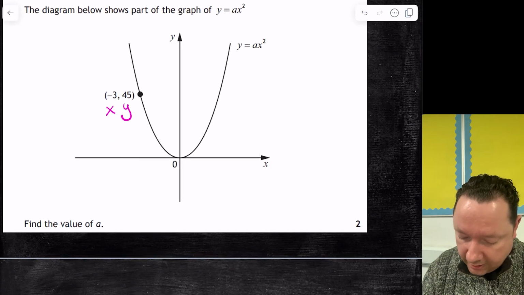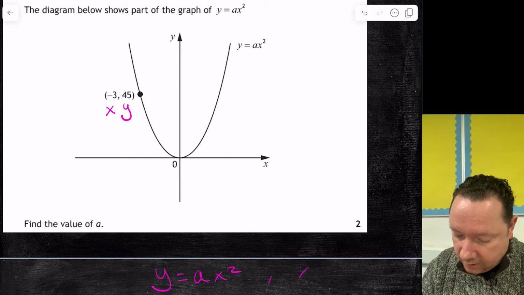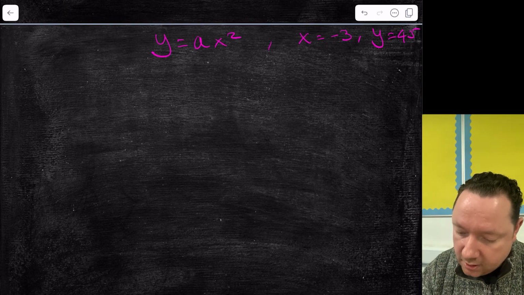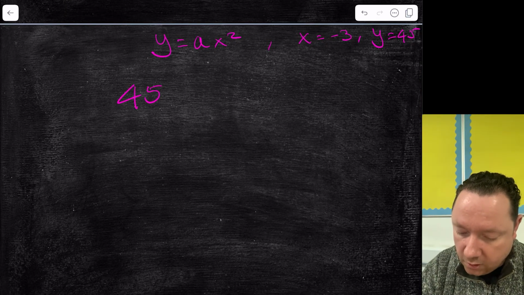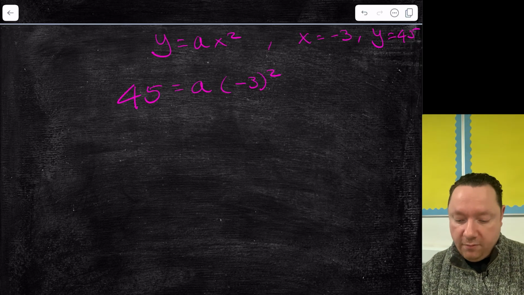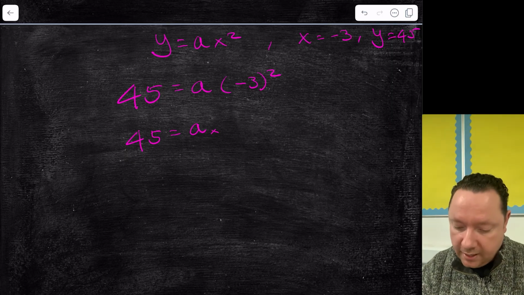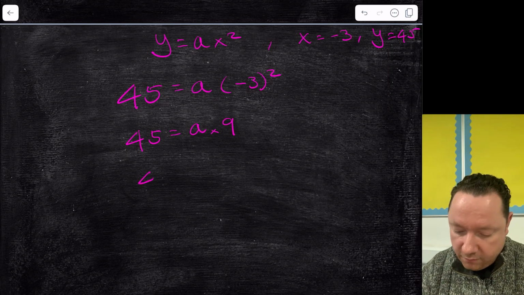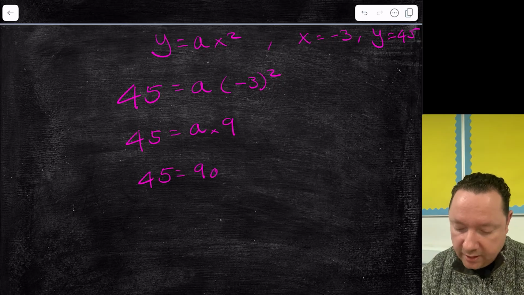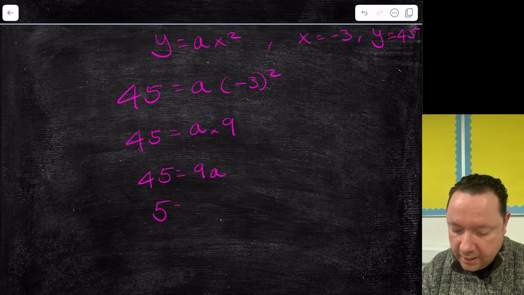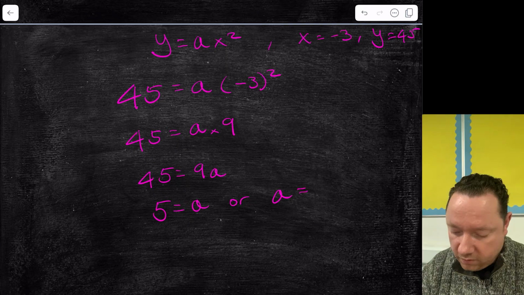So y equals ax squared is what I'm starting with, but x equals minus 3 and y equals 45. So we're just subbing the values in. So 45 equals a times minus 3 all squared. 45 then equals a times 9. So that means I can say that 45 equals 9a. Divided by 9, 5 equals a, or a equals 5 then.